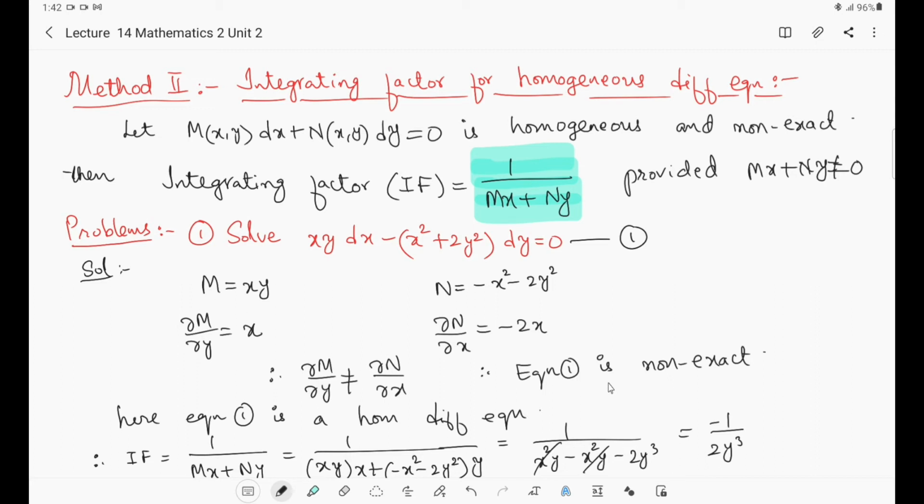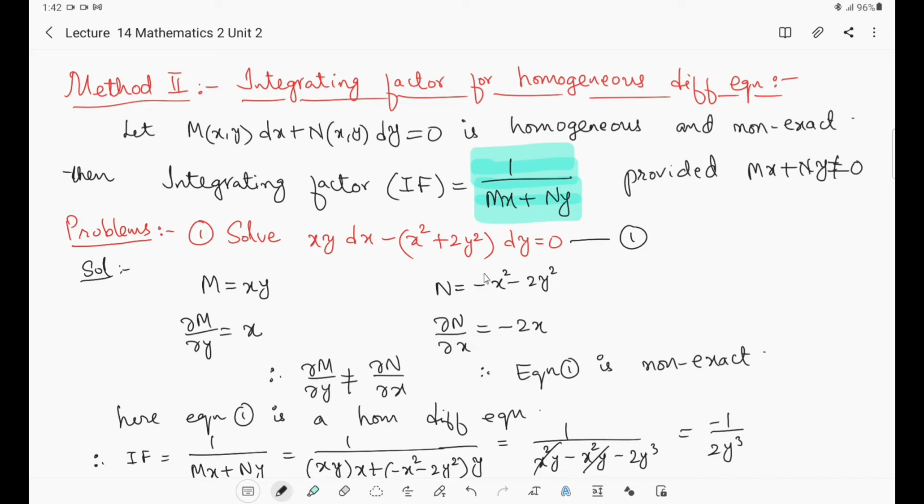For solving by the inspection method, terms like x dy, y dx, x dx, y dy should be there. But in this equation, those kinds of terms are not there. But you can observe that the equation is a homogeneous differential equation. How to identify a homogeneous differential equation? The total power of variables in each term should be the same: x power 1, y power 1, so 2. Here x power 2, y power 2.